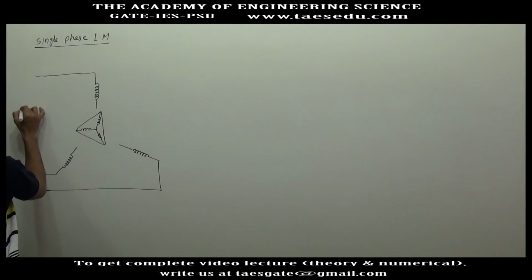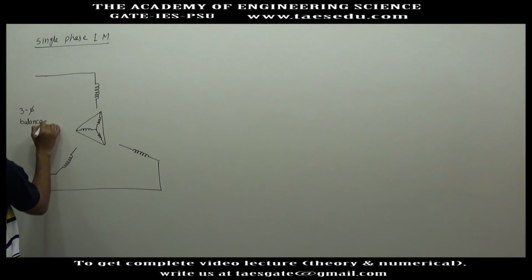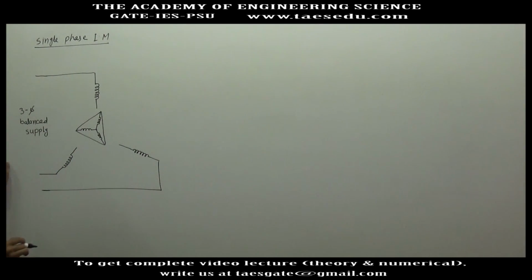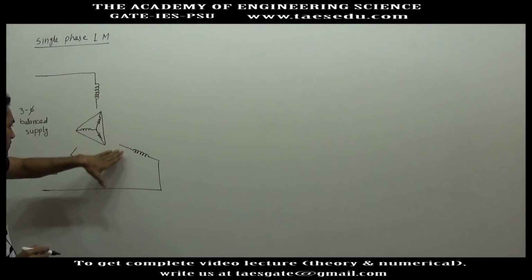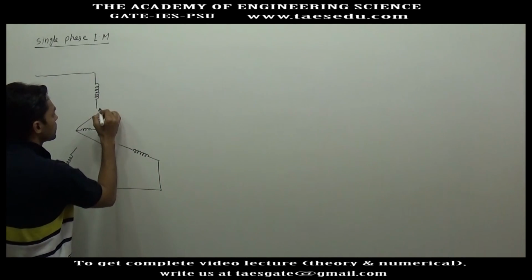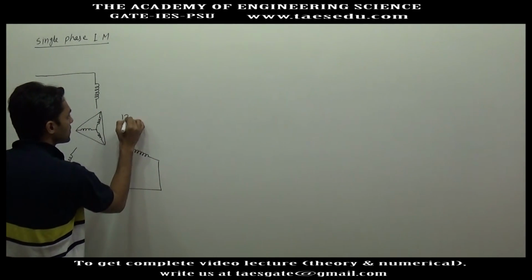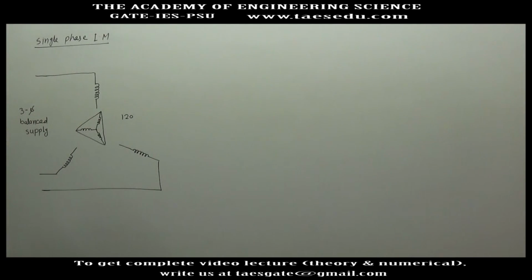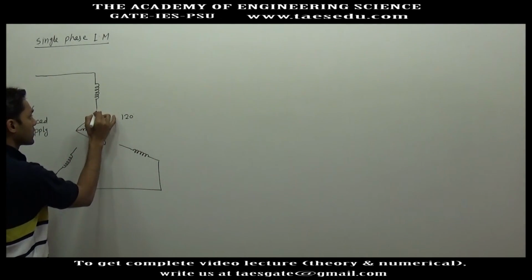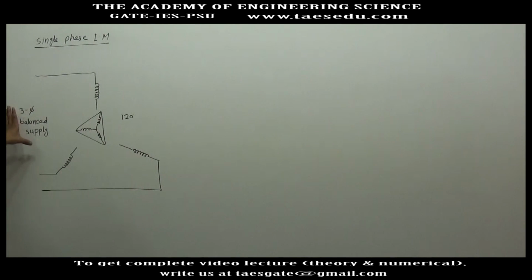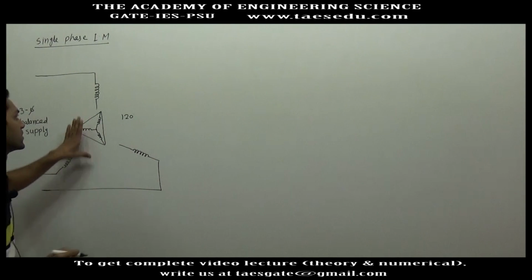We have three-phase balanced supply, and we have three windings, stator winding, which are space displaced by 120 degree. So in basics of rotating machine, we have already studied that if this type of winding, which are space displaced by 120 degree, and if we give three-phase balanced supply to this winding, a rotating magnetic field will be generated.